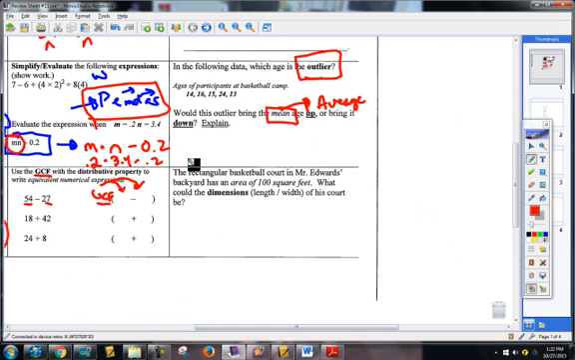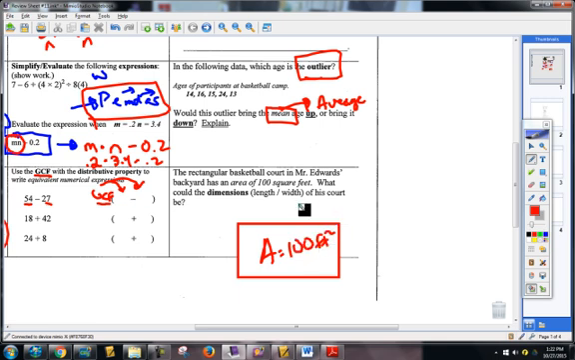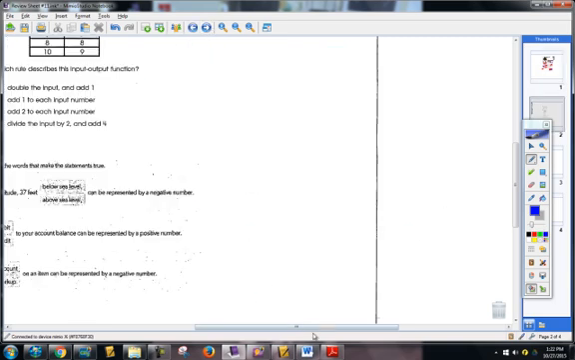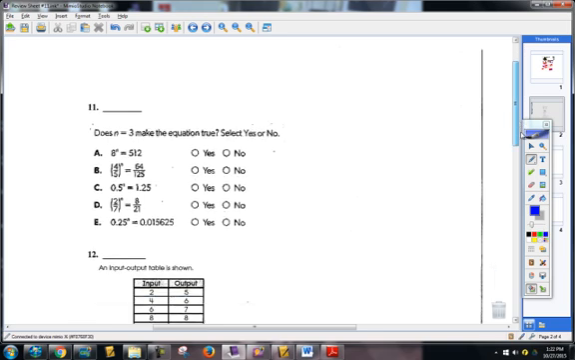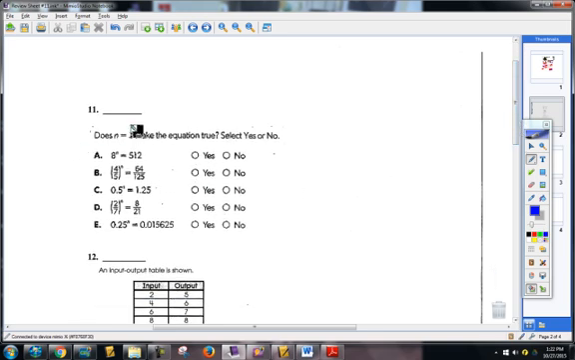Here, you have to figure out this rectangular basketball court. All you know is that this rectangular basketball court has an area of 100 feet squared. So what you have to do is figure out a possible length and width, or a base and a height. So you have to say, I could have a, well, I'm not even going to give you any further than that. There's a ton of different answers there that are possible.